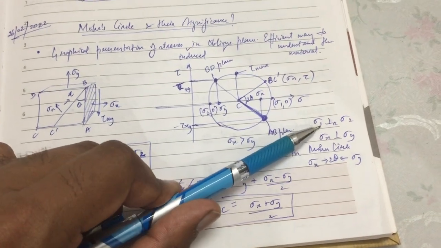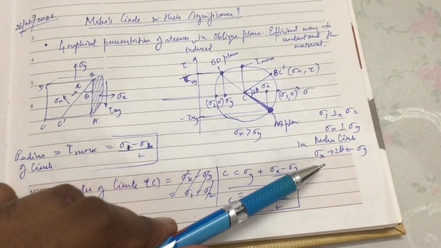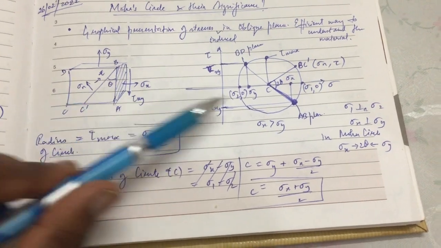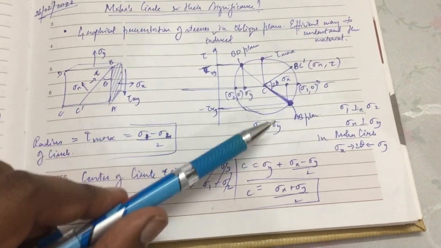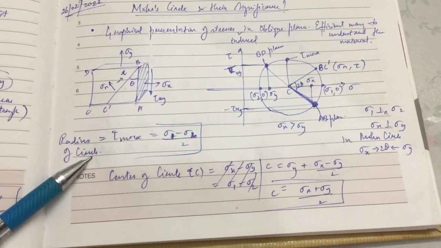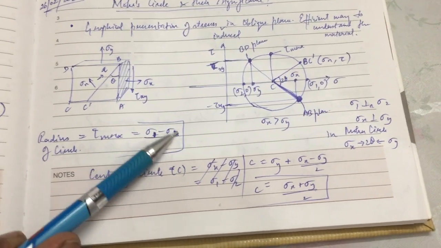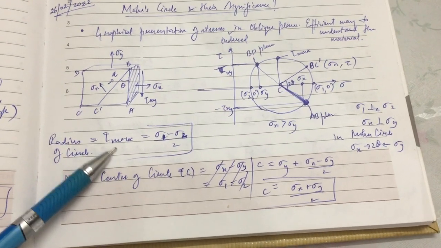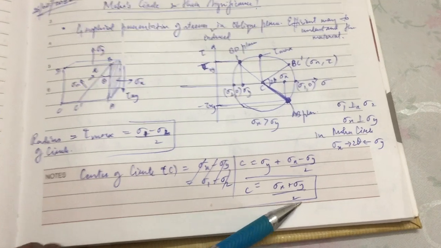The principal stresses are always perpendicular to each other. In the same way, the axial stresses are perpendicular to each other. As you can see, the angle between sigma x and sigma y is 90 degrees, but in the Mohr circle it is 180 degrees, that is 2 times the angle. We can calculate the radius of the circle as sigma 1 minus sigma 2 divided by 2 with respect to the principal stresses, and this is also the maximum shear stress. The center of the circle can be calculated as sigma x plus sigma y divided by 2. These are simple mathematical calculations.